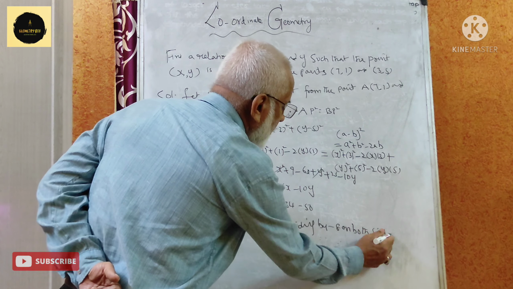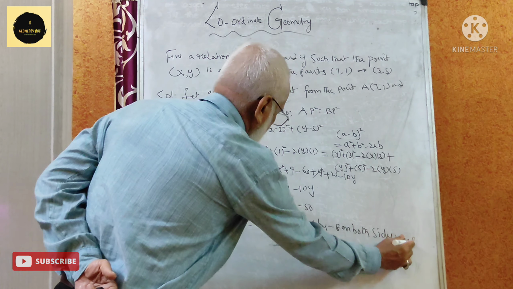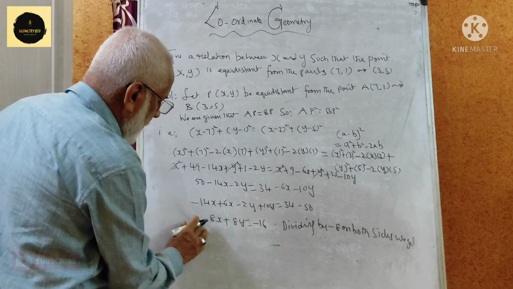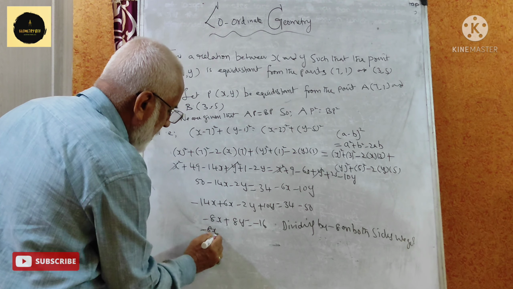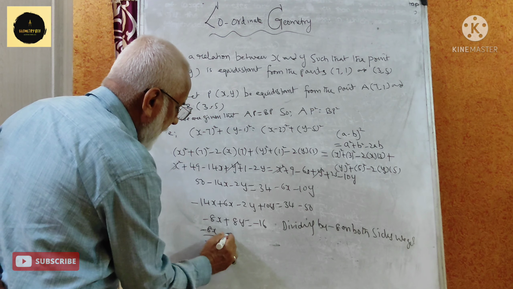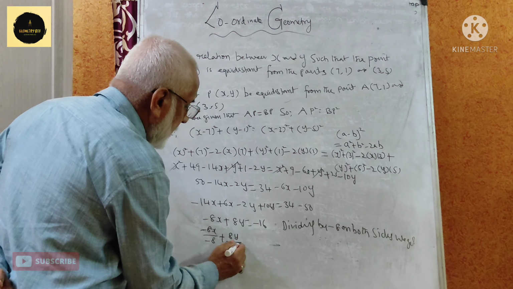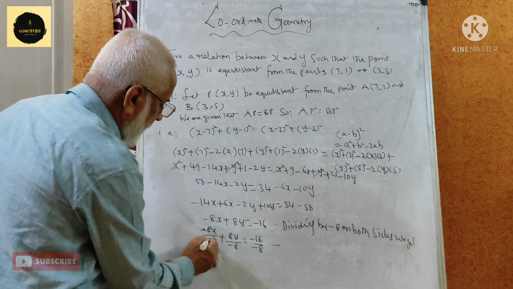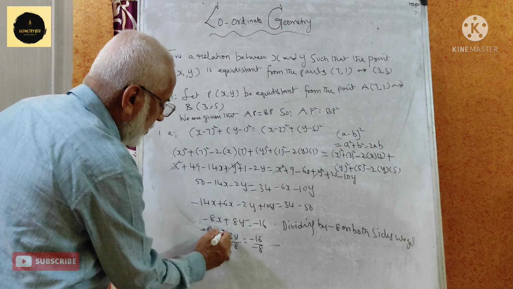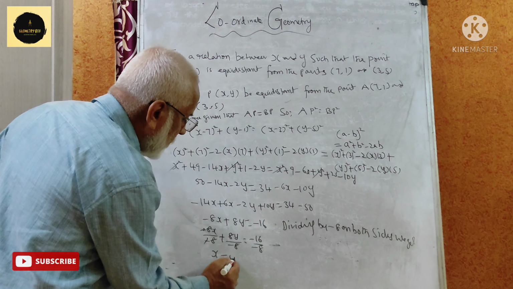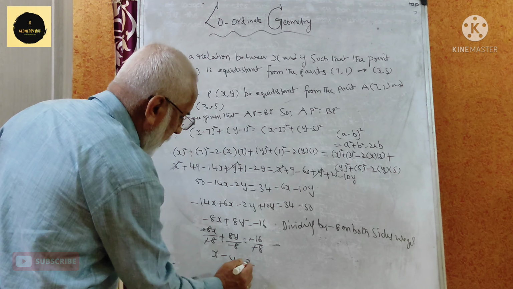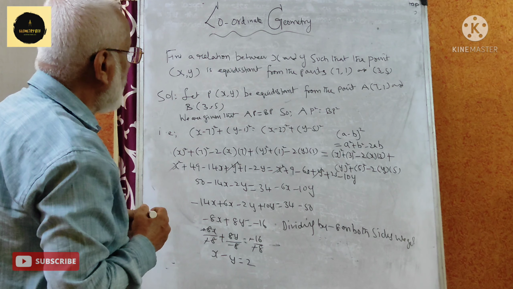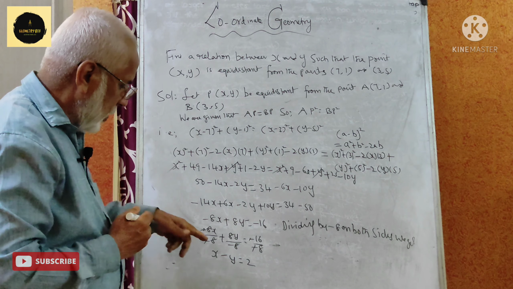On both sides we get minus 8x by minus 8 plus 8y by minus 8 equals minus 16 by minus 8. Now minus minus cancels, 8 cancels, x minus y is equal to 2. Therefore, the relationship between x and y is x minus y is equal to 2.